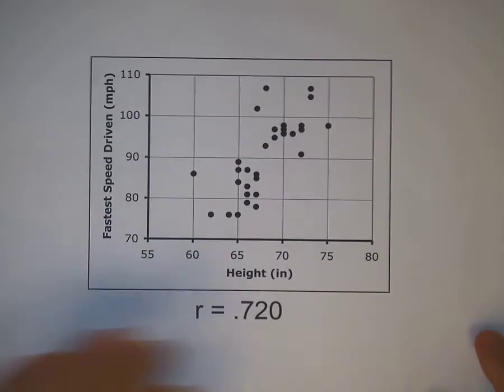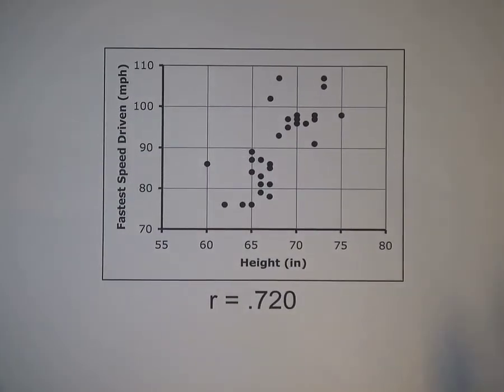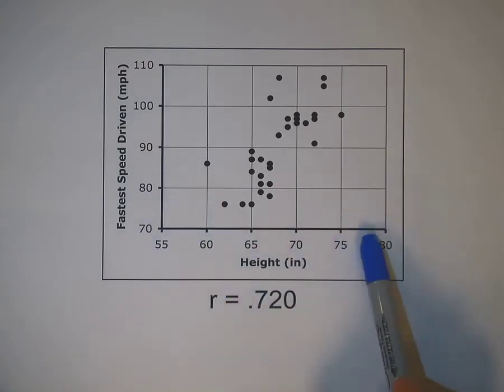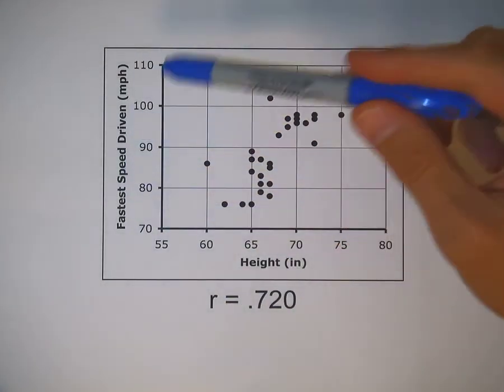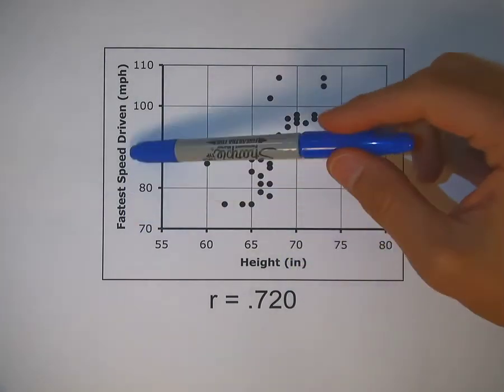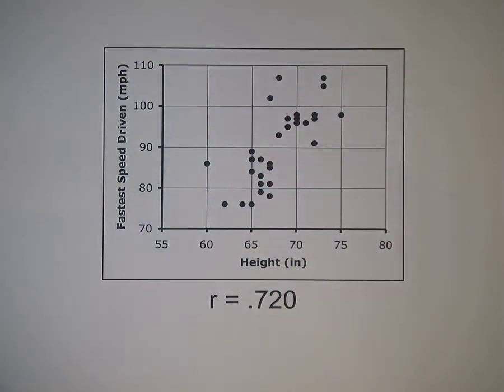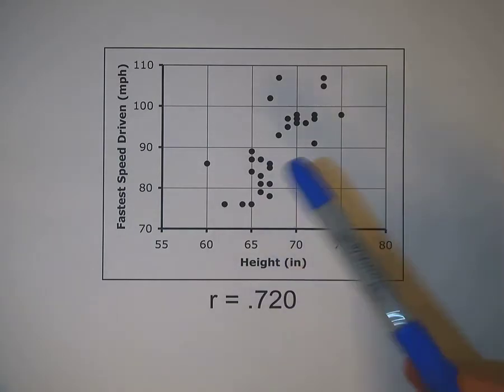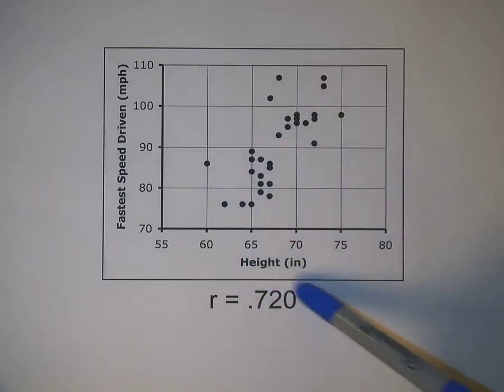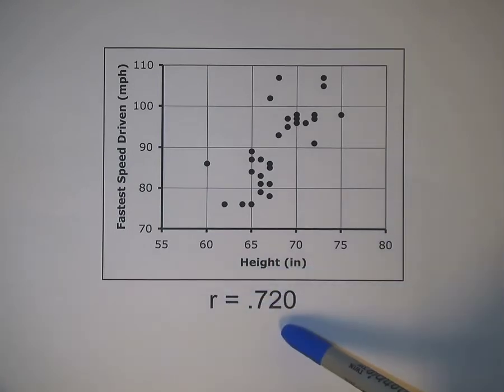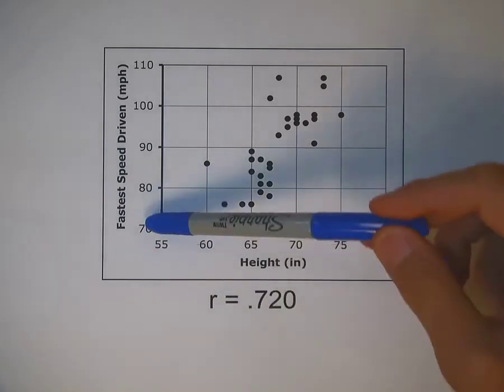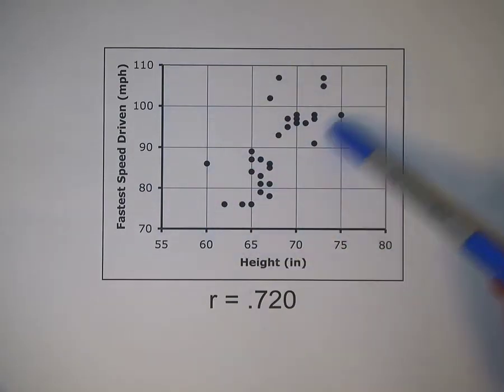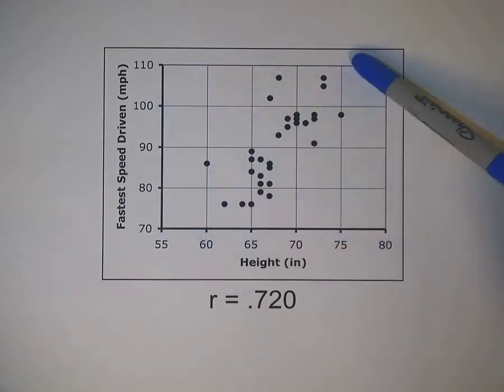Okay, so if we take a look at the data that was collected here, notice on the x-axis we have height. On the y-axis we have fastest speed driven. Height is measured in inches, fastest speed driven is measured in miles per hour. What we can see here is that first of all we have an R value, a correlation coefficient of about 0.72. If we interpret that value, that would say that there's a strong correlation between height and fastest speed driven. We can see that it does have this positive association, and we can see that it does appear to be moderate.